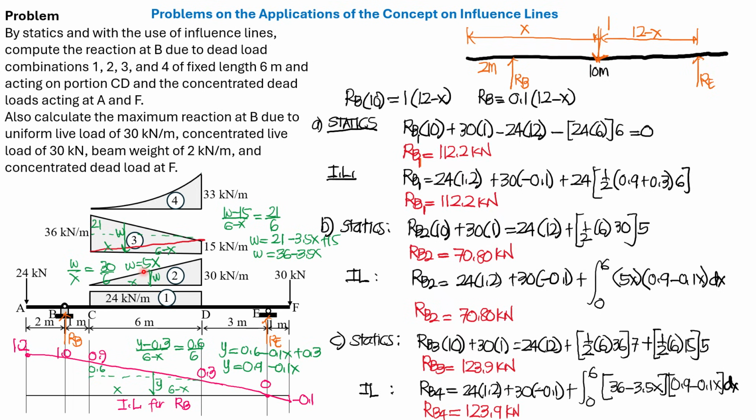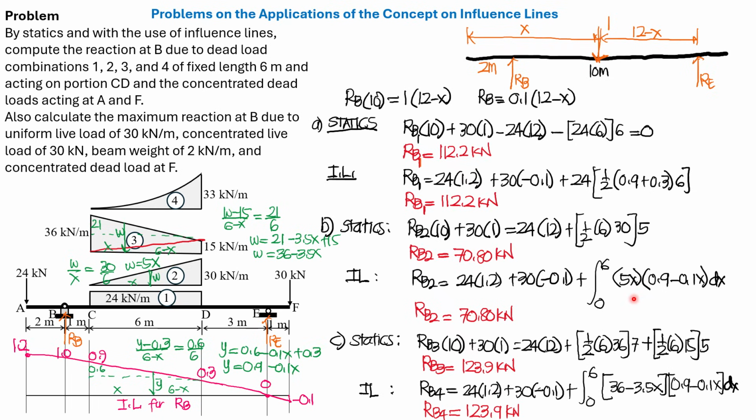Same is true with w. When x is 0, 5 times 0 is 0 here. When x is 6, 5 times 6 is 30. So these equations are correct. Substitute into the formula.